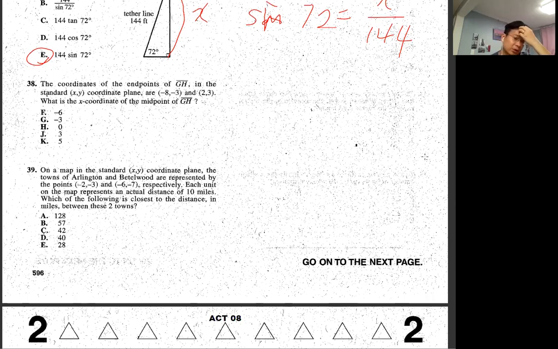The coordinates of the endpoints are just 2. The midpoint is always added up and divided by 2. So adding up to minus 6, divided by 2, minus 3. So G.